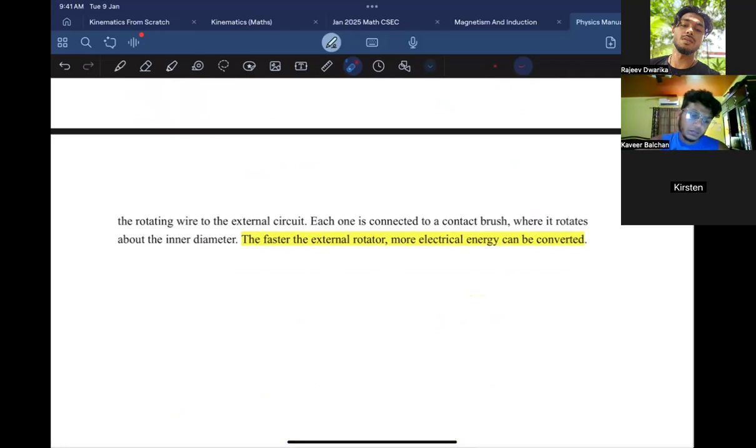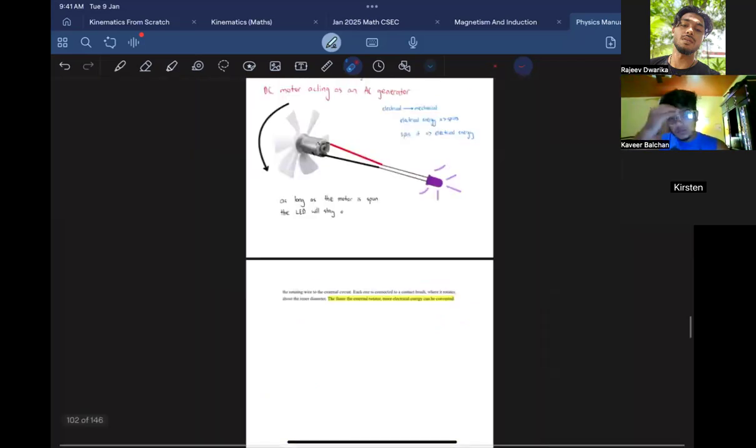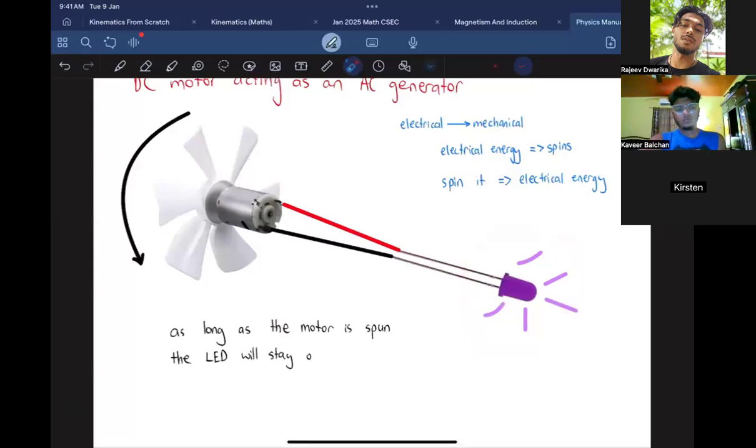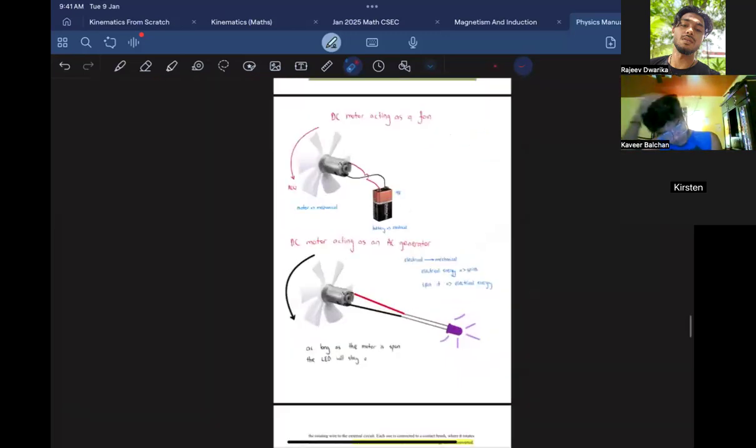Right. So Justin, what do we say? Okay, what would I have to do to make the LED shine brighter? What do you think we ought to do? Spin the fan blades slower or faster? Faster. Right.